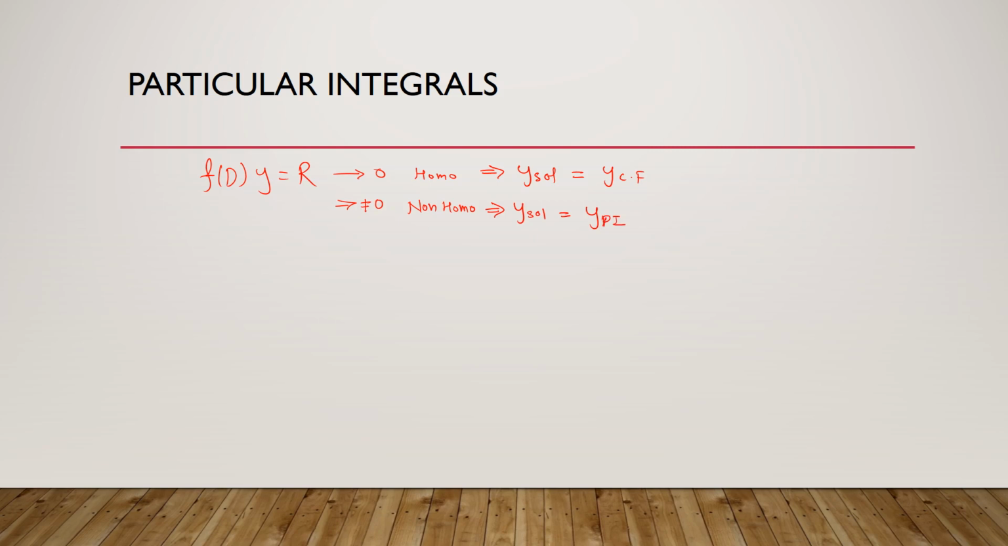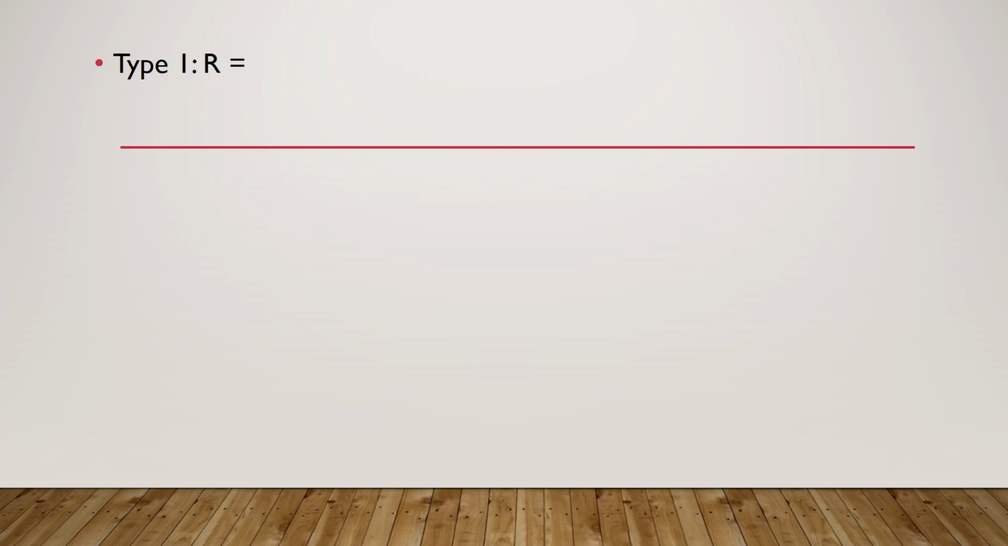So what is this particular integral type? The particular integral is given by 1 upon f(D) into r. So how do we solve this type of differential equation? We will check if the value of r is equal to e to the power plus or minus ax, that is, we are provided with the differential equation f(D) y equal to e to the power plus or minus ax. We know that if the value of r is not equal to 0, then the solution of the differential equation is a particular integral solution.